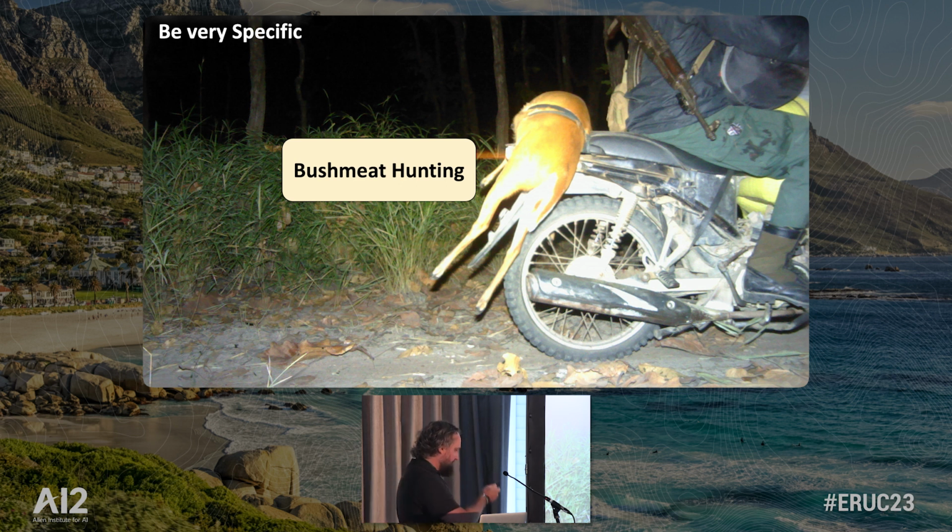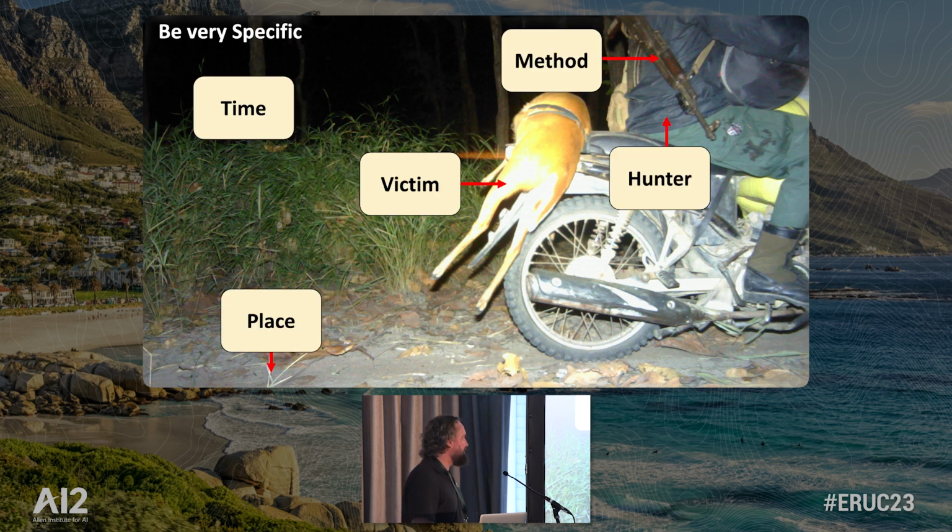A photo like this, people look at it and go, yep, that's bushmeat hunting. We have a bushmeat hunting problem. You do, but there's a lot more you could learn from this photo. You could look at it more carefully and say, actually, in this photo we can see the method that's being used. We can see the hunter type. We're seeing the victim. We're seeing the time. We're looking at the place.